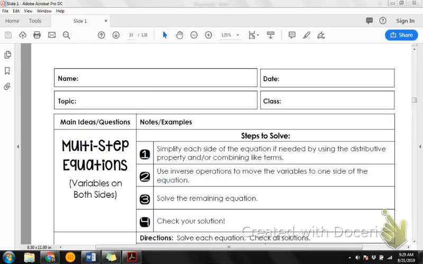Okay, today's lesson is 3.6. And this is multi-step equations, part 2. We're on page 24. Multi-step equations, part 2.